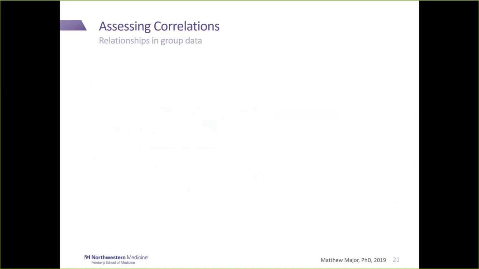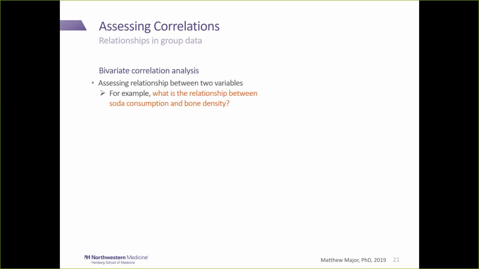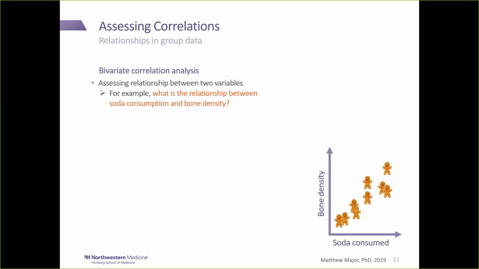Okay, the next statistical test that we'll talk about here is assessing correlations. In this case, we're looking for relationships in group data using continuous data sets, referred to as a bivariate correlation analysis. What we're trying to do again is assess relationships between two variables. So for example, what is the relationship between soda consumption and bone density? You have an X and the Y. On the X is soda consumed. On the Y, you see your bone density. And oftentimes what you'll see is the data presented in this way, and this is a scatter plot.